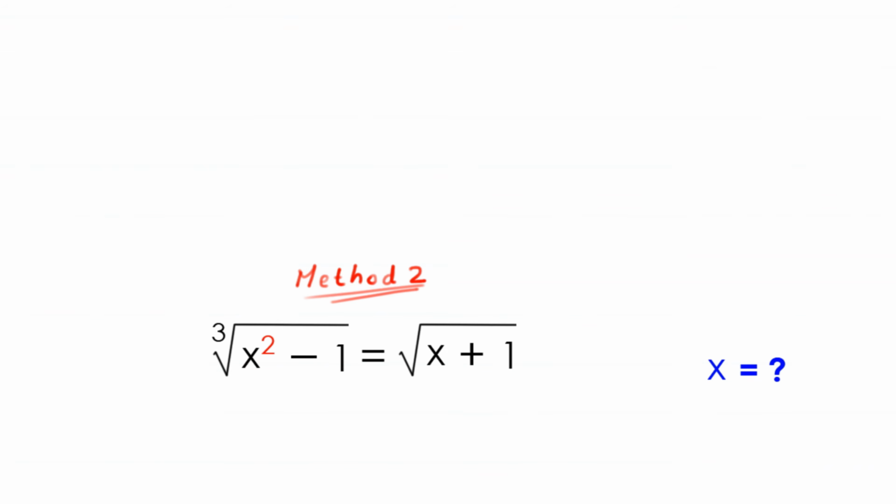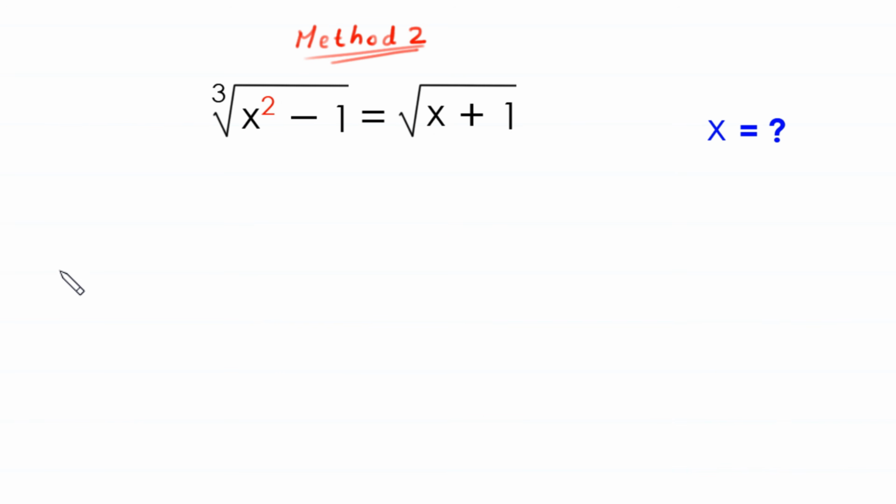Now let's solve this equation by method 2. In this method, the domain of the equation is the same as in method 1. X must be greater than or equal to negative 1, and the second condition is absolute value of x must be greater than or equal to 1.